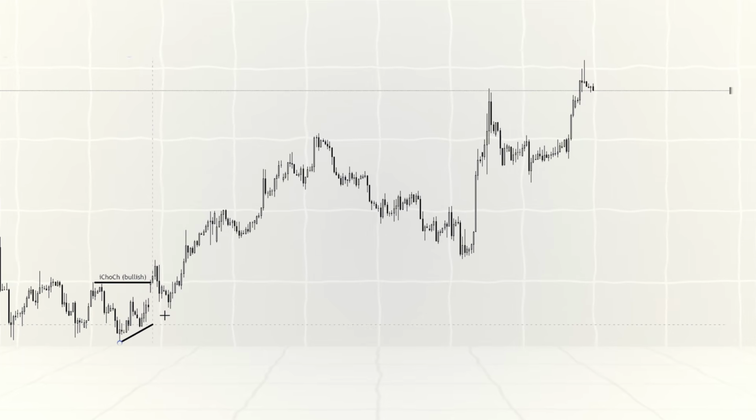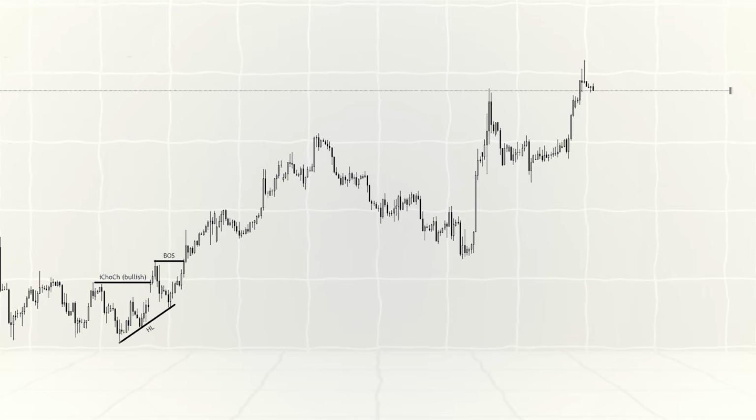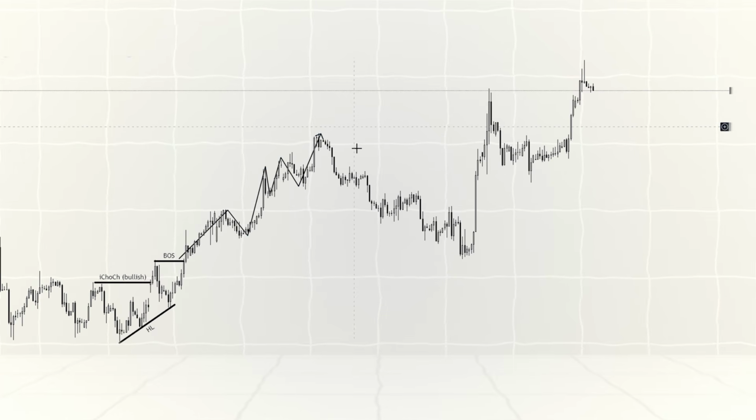From there, we see higher lows forming as discussed, followed by a bullish break of structure after the second internal high is taken. Shortly after, price continues to print consistent higher highs and higher lows on the lower time frame, clearly defining an internal uptrend.